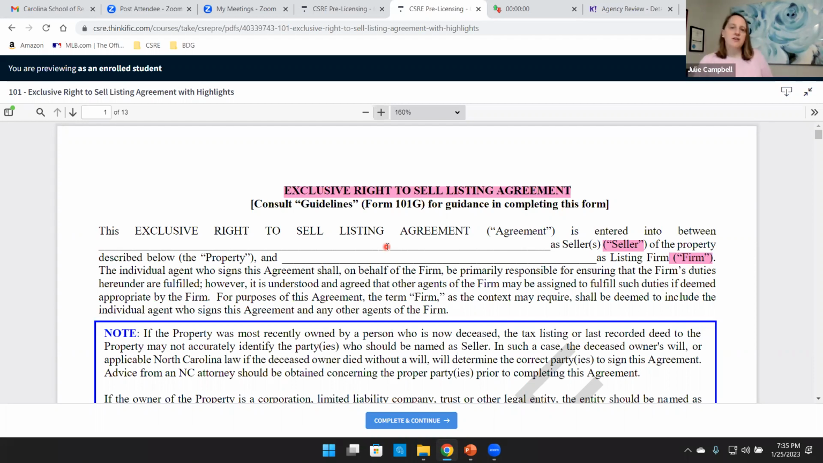So our exclusive right to sell listing agreement. A lot of the forms that we use come with guidelines. They provide us guidelines for completing. So if you need guidance on how to complete the forms, if your broker in charge isn't available, if your peers aren't around, if you're trying to fill this out at 3 o'clock in the morning and you need help, you always have the guidelines available. Your firm will provide all the forms for you, so you'll be able to see those.